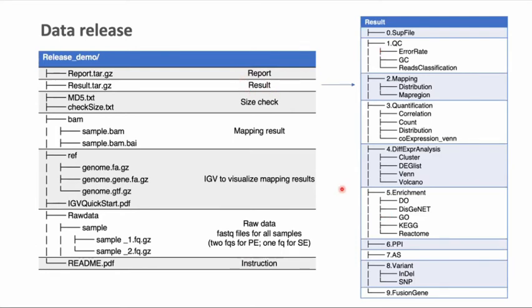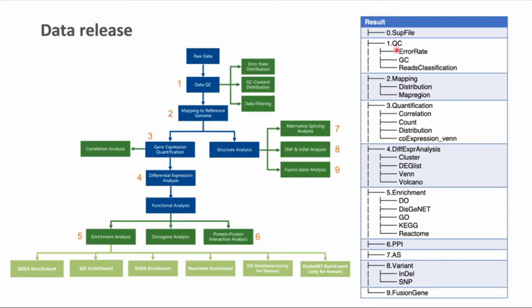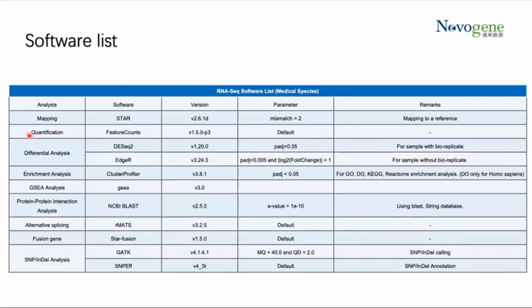So if you check the result package or folder, you can see each folder corresponds to an analysis step we have gone through in the previous slides. And in the report, we will also include the analysis software list with their software name, their version, the major parameters you want to keep an eye on, and some remarks in our software list table.